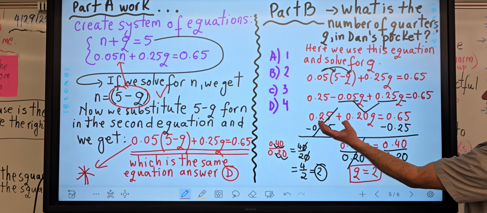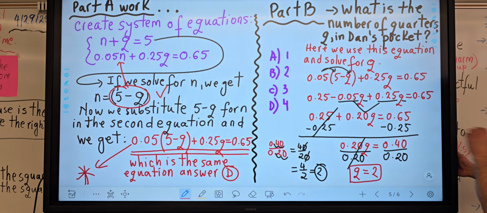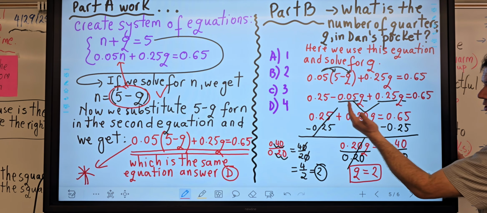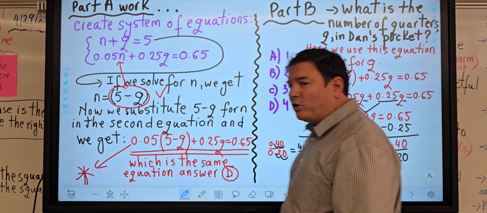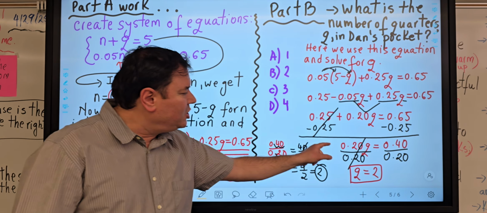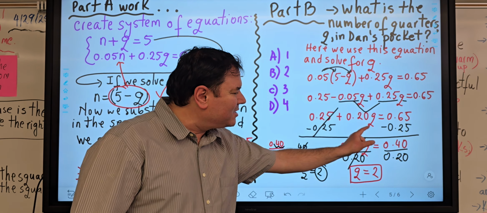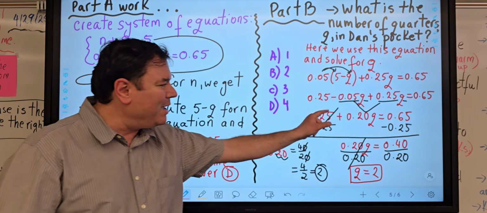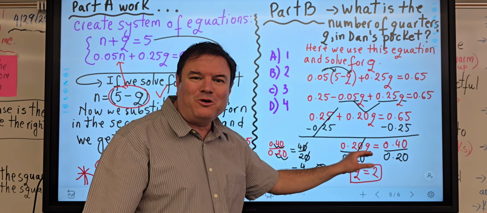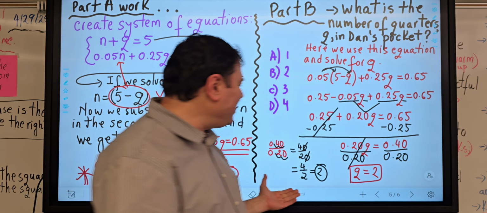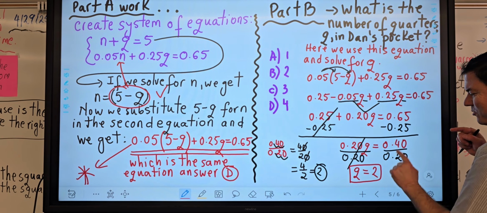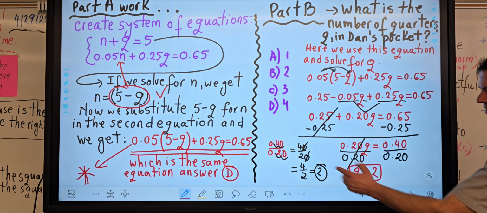And now we need to bring 0.25 to the other side of the equation so that we can isolate the Q. So we subtract 0.25 from both sides of the equation. This cancels out, and then we get 0.20Q equals 0.40, because 0.65 minus 0.25 gives us 0.40. And finally, we divide both sides by 0.20, and then we get 2 as the final answer.